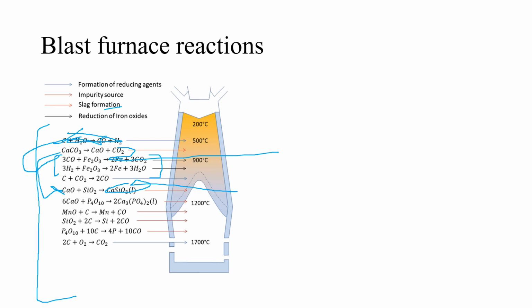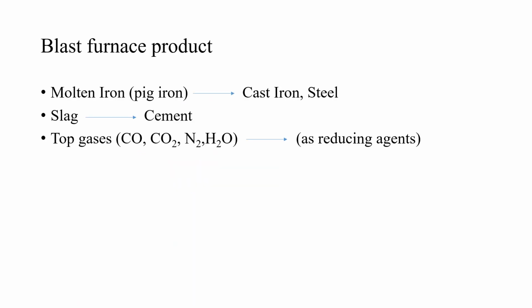And at the end, these are the blast furnace products. There are three types of products that come out when we work with a blast furnace. First is molten iron, which is what we are working for. We also call it pig iron. From that we make cast iron and steel, and from that we make structures and other construction equipment, instruments, automobiles, and a lot of other things.